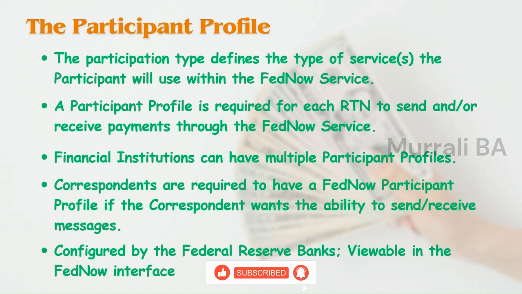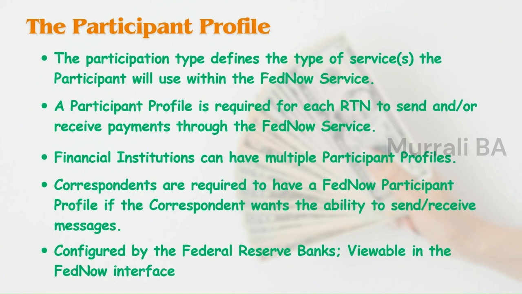Altogether, at any given point, if you decide that you want to connect all the RTNs to FedNow, either directly or indirectly, you will need 10 participant profiles because you are going to enroll all your 10 branches to the FedNow network. So that's what the second point explains. The participant profile is required for each RTN to send or receive payments to the FedNow service.